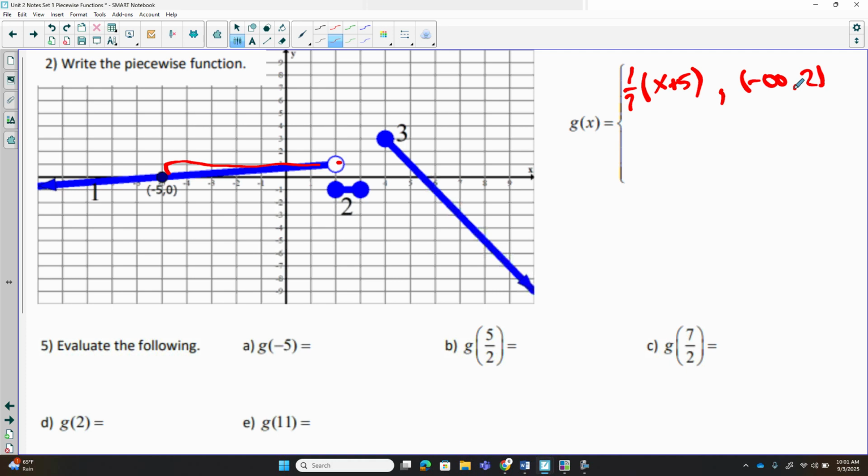Ian, what's the equation of line number 2? -1. Go ahead and give me the width too. How wide is it? There you go, bracket 2, bracket 3. Murray, what is the slope of number 3? -2? And what point did you use?